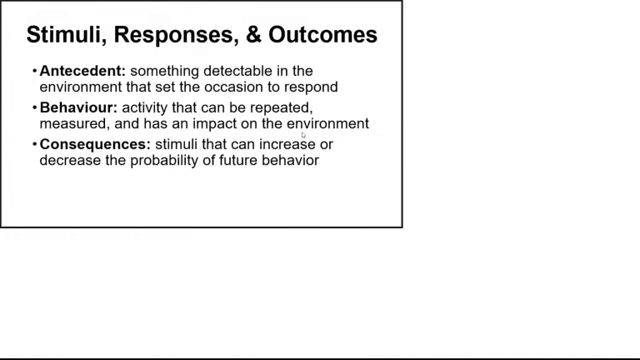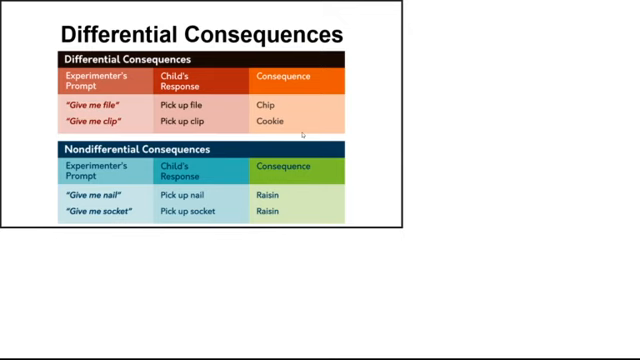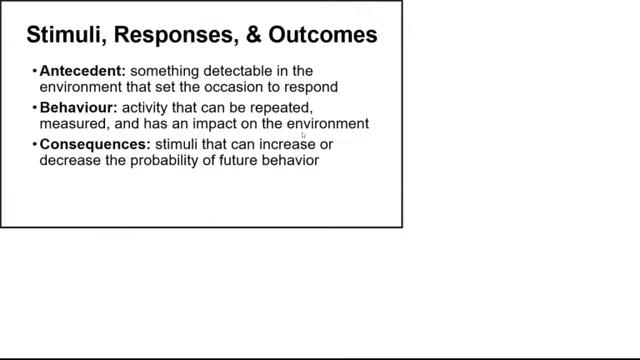Okay, so before we move too much further, we're going to introduce some alternate terms. So we had previously been using that idea of stimulus, response, outcome. We're now going to give them Skinner's sort of preferred terms, which are antecedent, behavior, consequence. There we go. So our antecedent would be something detectable in the environment that sets the occasion for us to respond. All this means is that there is a stimulus that lets us know that if we do a particular response, a particular outcome might happen.